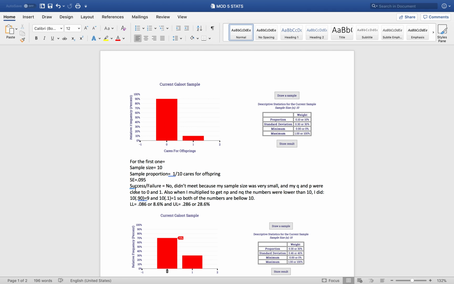Next I'm going to talk about the success and failure rate. I don't know if I'm getting this right or not, but I said it didn't meet it because when I did 0.9 times 10, that got me 9, and when I did 0.1 times 10, that got me 1. So those numbers are below 10, so for me, I said that it failed the success-failure condition. I'm hoping somebody can tell me otherwise.